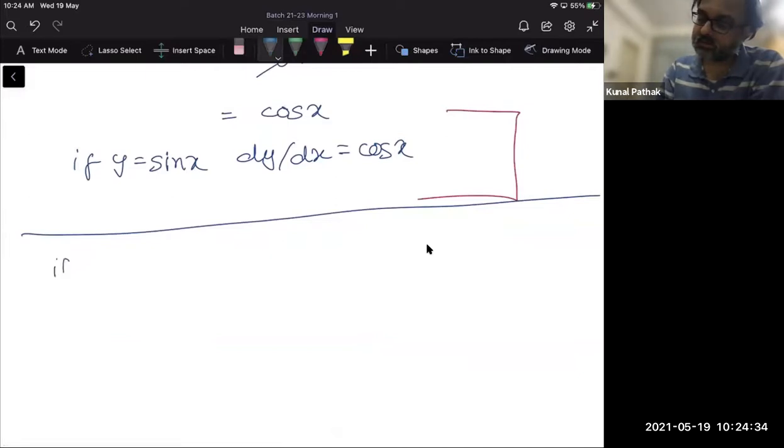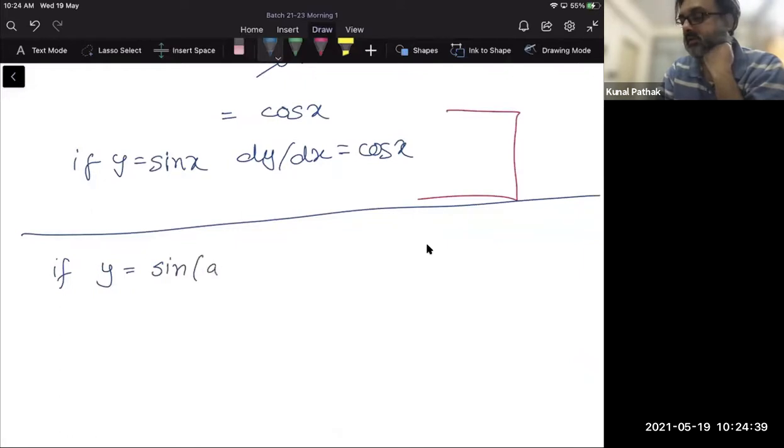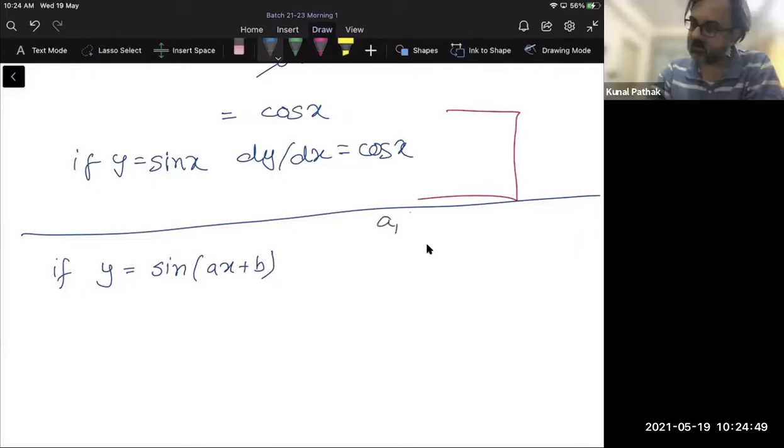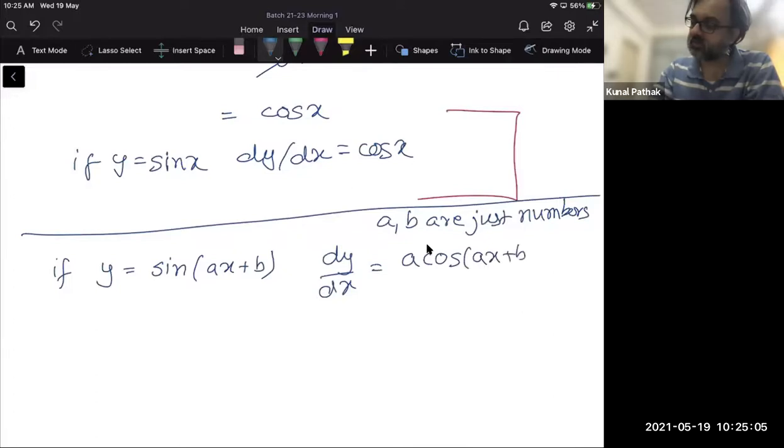Okay. Next, if y is equal to sine of ax plus b. Now, whenever I use small a and b, they will be numbers, constants, right? So a and b are just numbers or constants. Then dy by dx will be equal to a cosine ax plus b. Please notice that there are two a's now. Okay. And don't think that this is not possible.